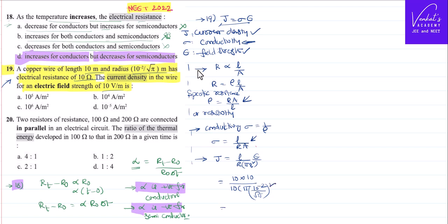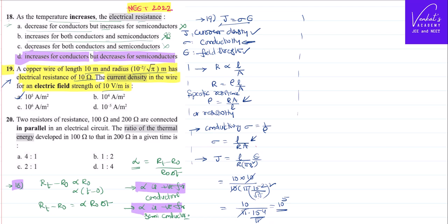So let us simplify this. 10 and 10 get cancelled, leaving 10 by pi. 10 power minus 2 whole square is 10 power minus 4. Root pi whole square is pi. This pi and pi will also cancel. Minus 4 in the denominator becomes plus 4, and plus 1 is 10 power plus 5. So the answer is 10 power 5. Like that I need to solve.